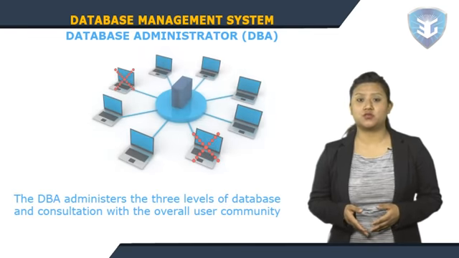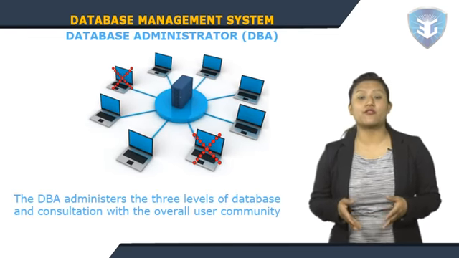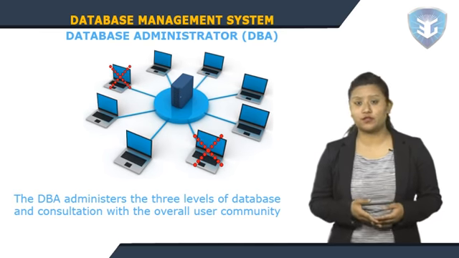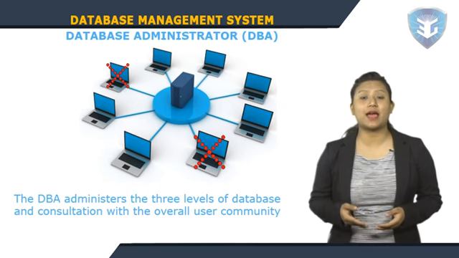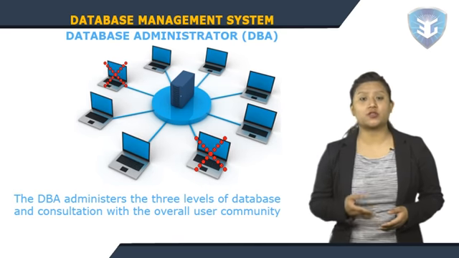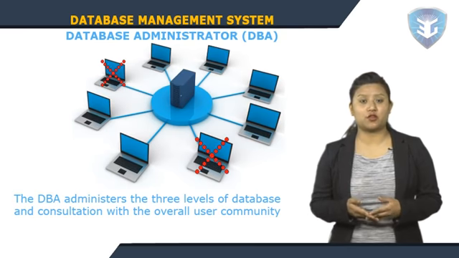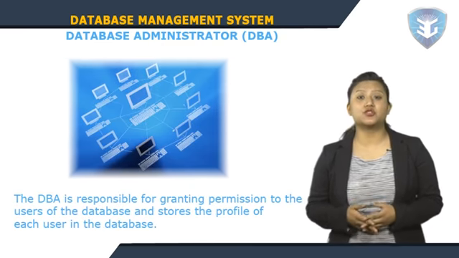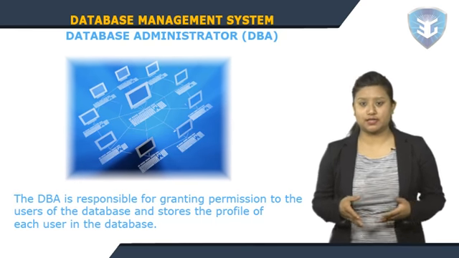The DBA administers the three-level architecture of the database and, in consultation with the overall user community, sets up the definition of the global view of the various users and applications, and is responsible for the definition and implementation of the internal level, including the storage structure and access methods to be used for the optimum performance of the DBMS. The DBA is responsible for granting permission to the users of the database and stores the profile of each user in the database.